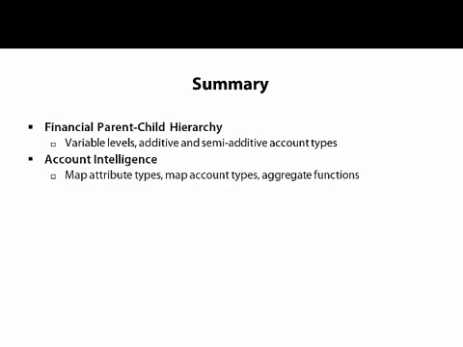And an easy way to do this is to use the Business Intelligence Wizard to define account intelligence, where we map the built-in attribute types to the attribute types in our dimension. We also define the mapping of account types, such as assets and liabilities and so on, to the account types defined for the database. We can also define the aggregate functions associated with each account type, such as last non-empty for balance sheet accounts or sum for revenue accounts.